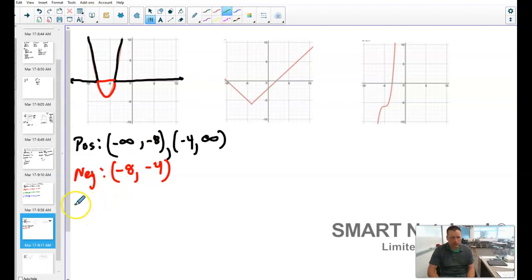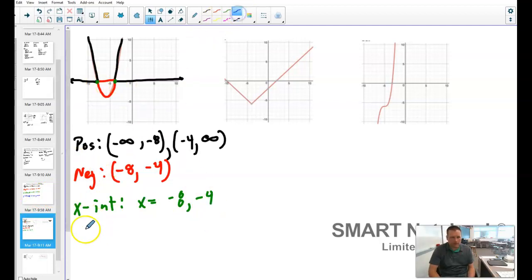The other thing that I want is I want my x-intercepts. My x-intercepts are when it's on, so that's at this point, and at this point, those two green values. And all I'm going to say is that x is equal to negative 8 and negative 4. I'm just going to put those values where it is on the x.